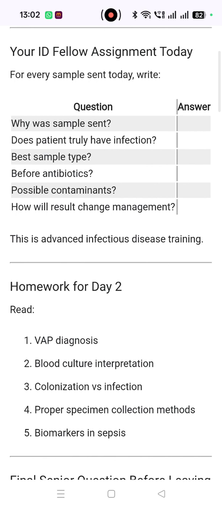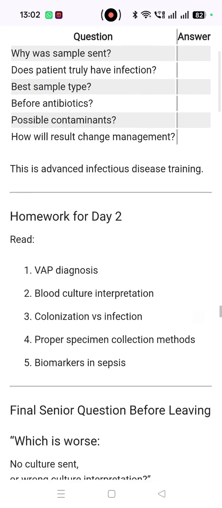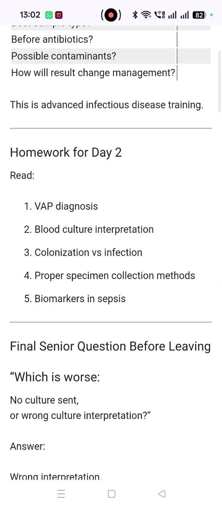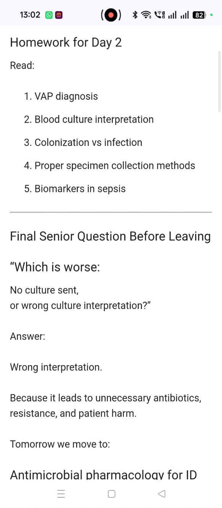You are not there just to see the file. If you have seen something, then try to change the antibiotic. This is good training. Then you should read how VAP diagnosis is done. That is very important. How can you say that it is ventilator associated pneumonia only? Then, how will you interpret blood culture? That is also very important, the interpretation of blood culture.